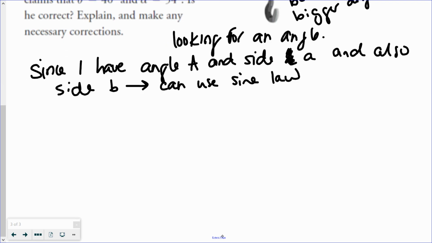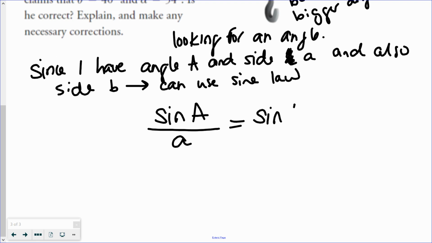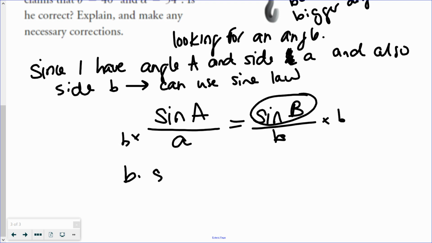So I have the ability to use the sine law, and again, we're going to use it in the form: the sine of angle A divided by side length A is equal to the sine of angle B divided by side B. I know that I'm trying to find information related to angle B, so what I'm going to do first is solve for the sine of B. I'm going to multiply both sides by lowercase b. So b multiplied by the sine of angle A divided by A equals the sine of B.